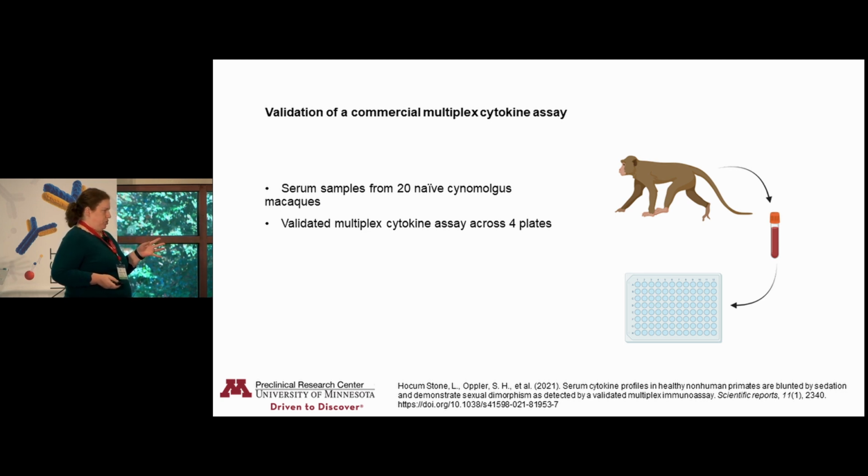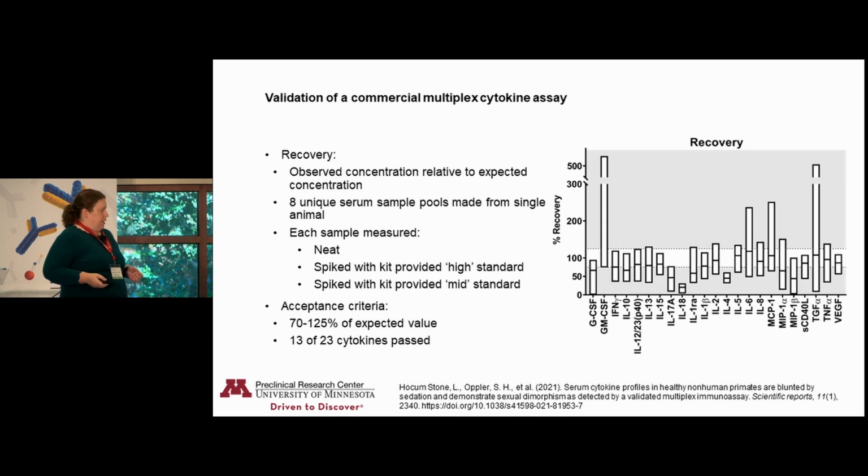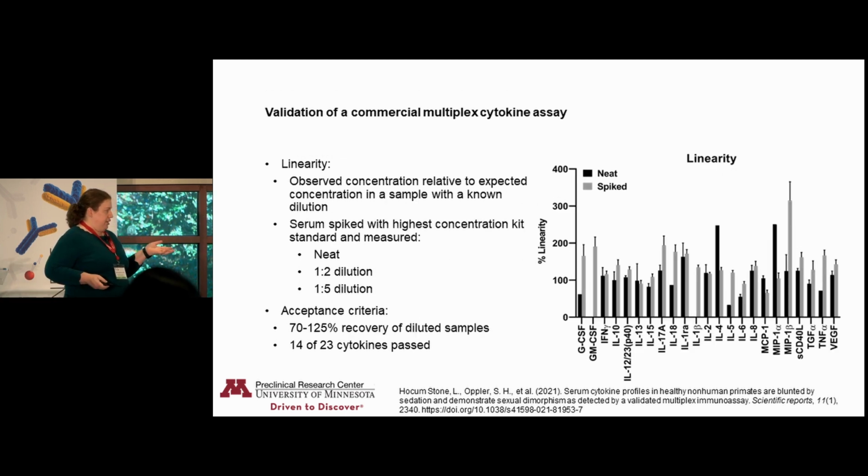This was a number of years ago, but we were validating a multiplex cytokine kit. We did this by taking serum samples from 20 different cynomolgus macaques, and we validated the cytokine assay across 4 different plates. And we looked at a number of different outcome measures. We looked at recovery, so that's the observed concentration relative to the expected concentration, and we measured samples neat and then spiked with different kit standards. Then we have acceptance criteria for all of these outcomes, and within this multiplex kit, only 13 of the 23 passed for our model.